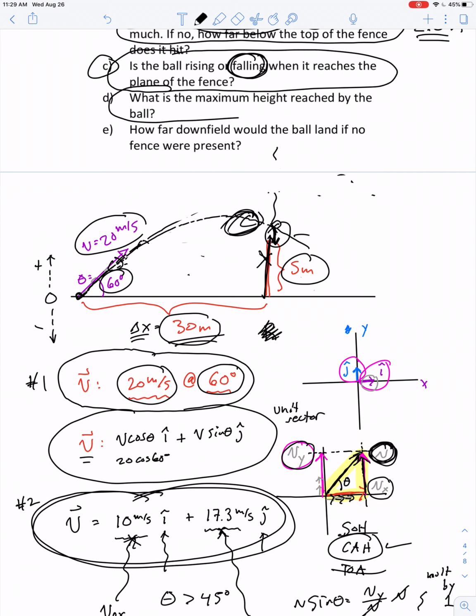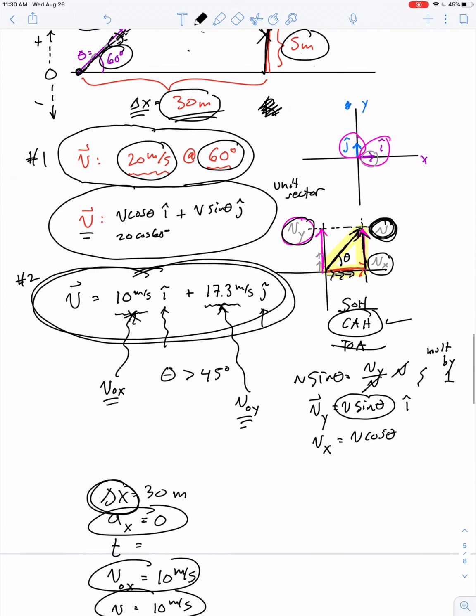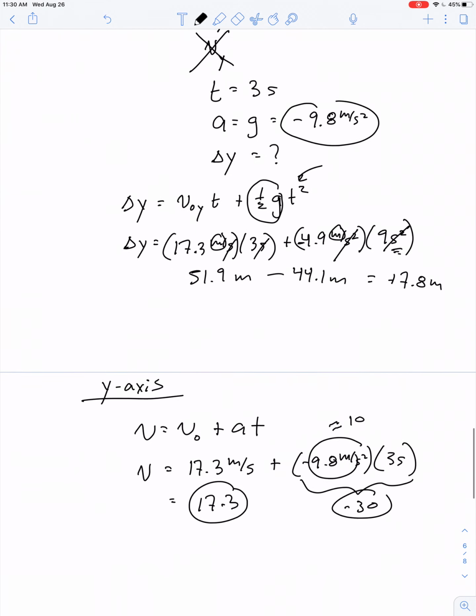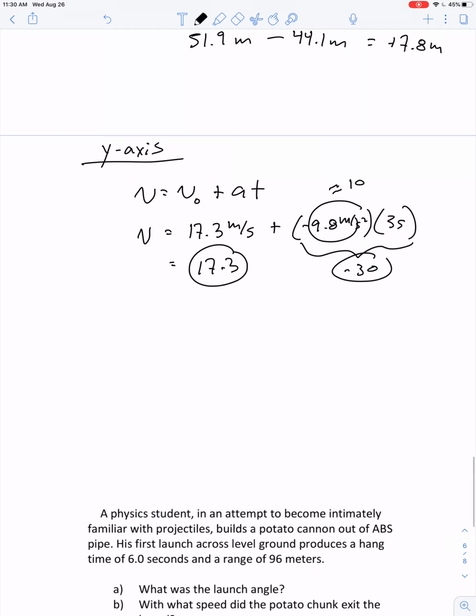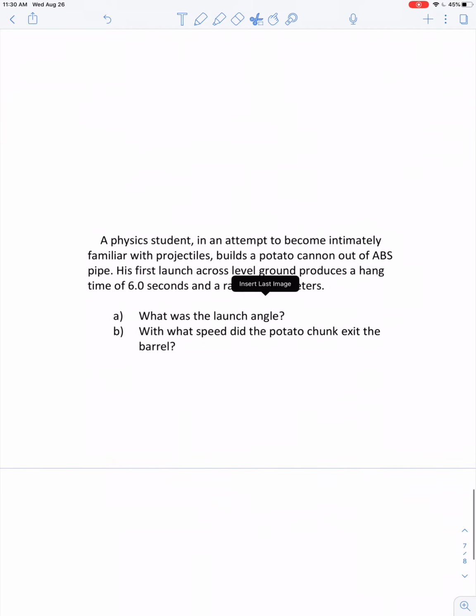What's the maximum height reached by the ball? At the moment it reaches the plane of the fence, it's at a height of 7.8 meters, but that does not tell us what the maximum height is. So we just need to use the equation that we derived earlier in this lesson for maximum height.